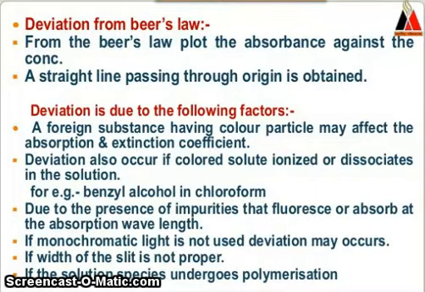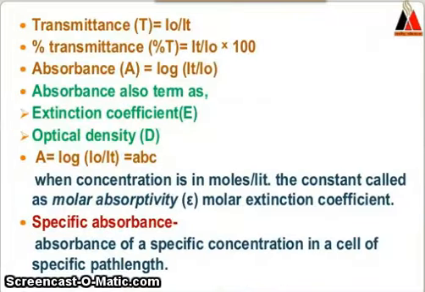If monochromatic light is not used, deviations may occur if the width of the slit is not proper, or if the solution species undergo polymerization. So transmittance is I naught by I T, transmittance, percentage transmittance, absorbance also termed as extinction coefficient, optical density.